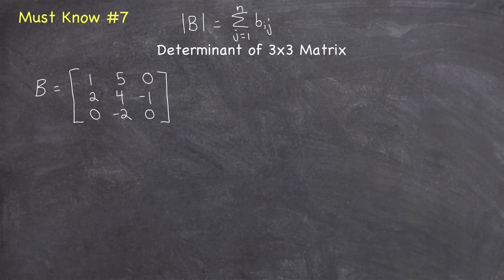Must know number 9. Finding the inverse of a matrix using row reduction. This is an alternate way. Instead of using the inverse of a matrix formula, what we can do is make an augmented matrix out of the matrix we want the inverse of. We'll call it matrix A, and we'll augment that with an identity matrix of the same size as A.